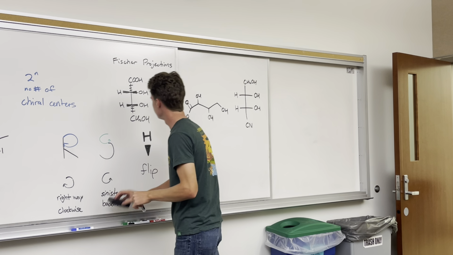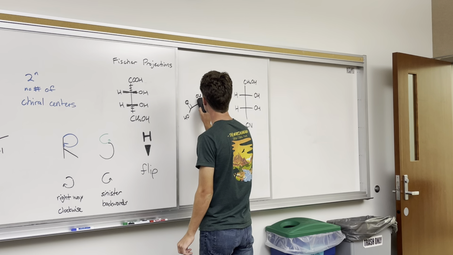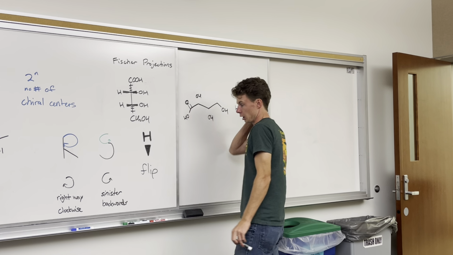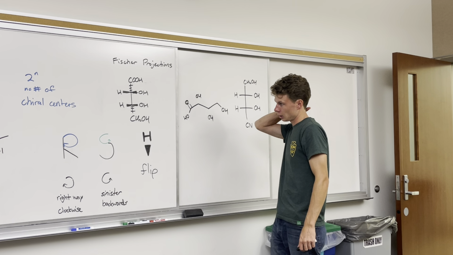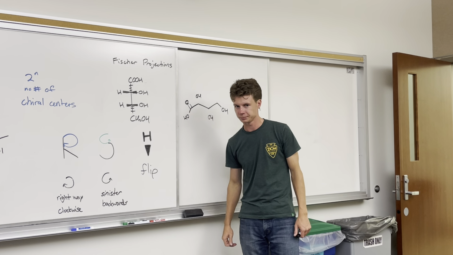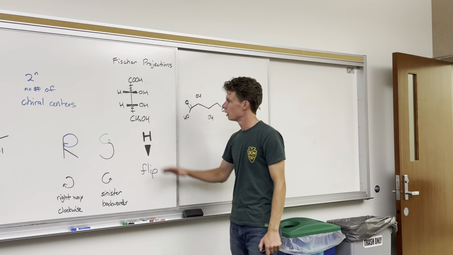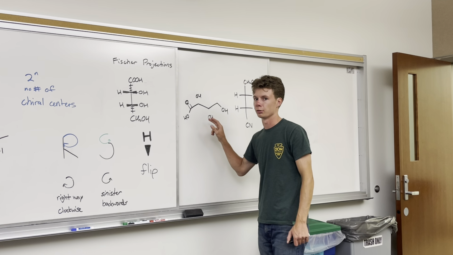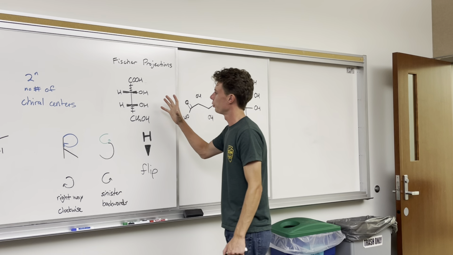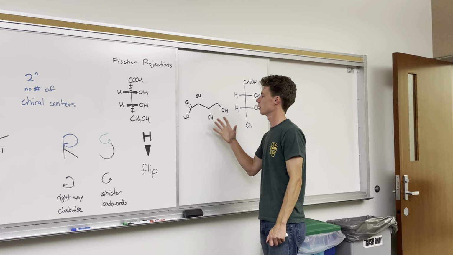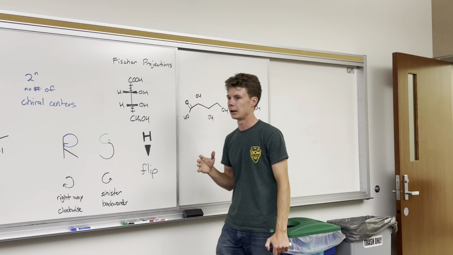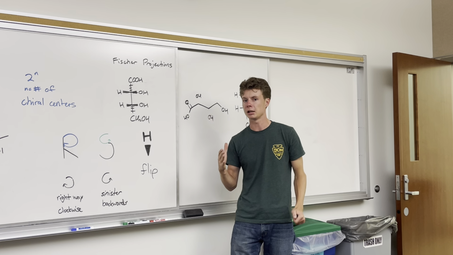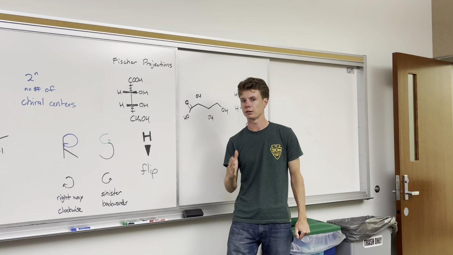Now, I would recommend just guessing whether these are going to be wedges or dashes. We can only know, going from Fisher to our skeletal structure, if that's the right stereochemistry by making sure the R and S are consistent.